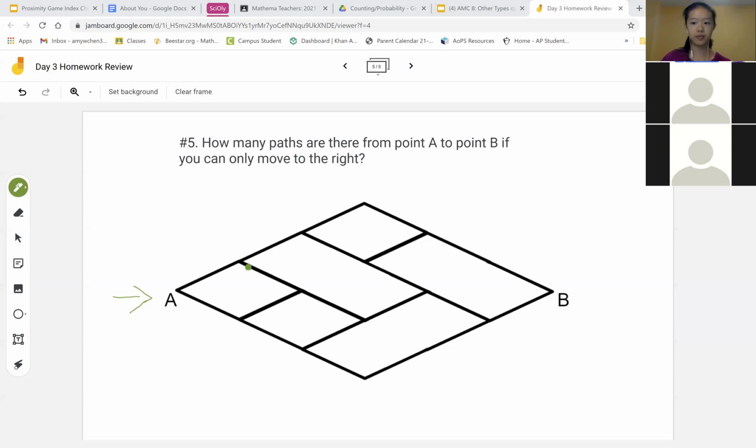There would just be one path to point A. And the reason there's only one path to point A is because remember that we can only move to the right. So if we decide we want to move somewhere, we're not going to be on point A anymore. So the only path to point A is sort of like right there. There's just one path to point A. So then how many paths would be to this point right here that I circled?